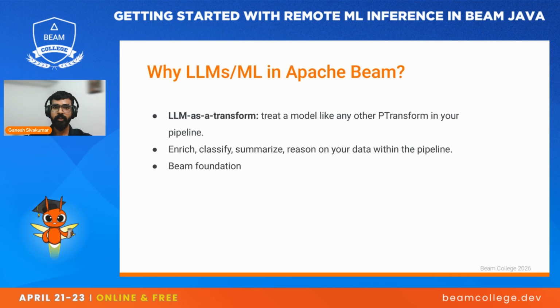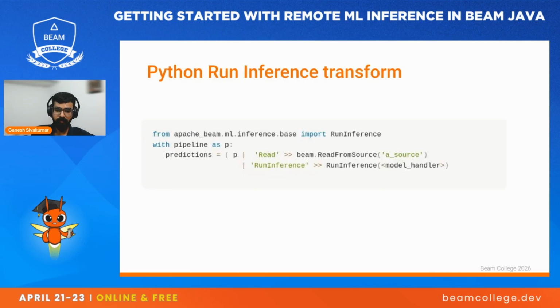But leveraging LLMs would help us unlock a whole new set of transformations, like classifying and performing complex reasoning on your data with a pipeline. And Beam already provides a strong foundation for inferencing, so ML is a great place for Beam. Beam's solution to ML data processing is the RunInference transform.